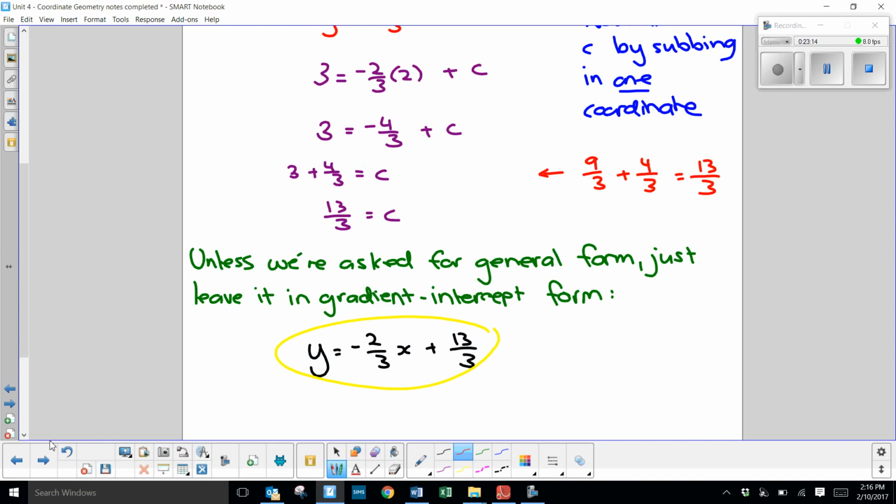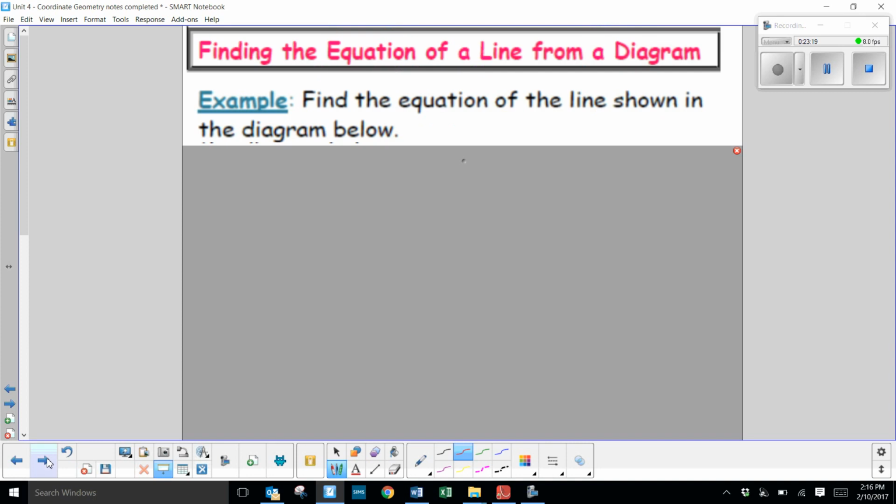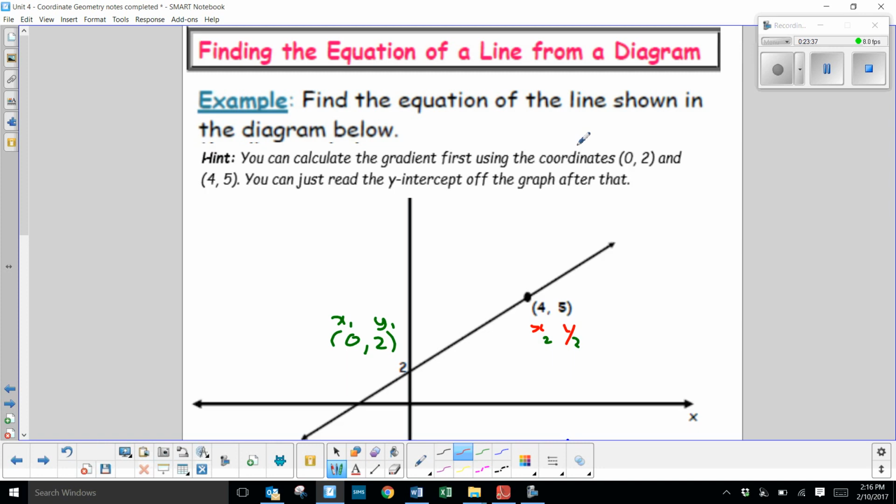Another example. So interestingly enough, what if you're given it as a graph instead? It's just as easy, you just have to use the coordinates you're given. Find the equation of the line shown in the diagram below. So try to think, what two coordinates have we been shown? You can calculate the gradient first using the coordinates. So notice we've got one coordinate here, but we can remember, this is a coordinate because this is the y-intercept, at the y-intercept x is 0, remember? And y in this case is 2. So x1, y1, x2, y2. So we can calculate the gradient.